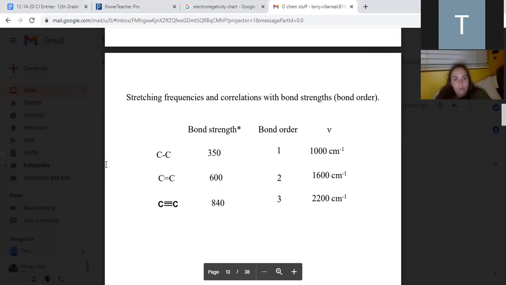Based on where that wave number is, if we look at our spectra, the spectra for IR goes from about 400 up to 4,000. If you saw a carbon-carbon single bond, it would pop up at 1,000 wave numbers. A carbon double bonded to carbon would pop up around 1,600, and a carbon triple bonded to carbon would pop up around 2,200. Does that make sense? The wave number is basically one divided by the wavelength. You'll see it when we get to the spectra.